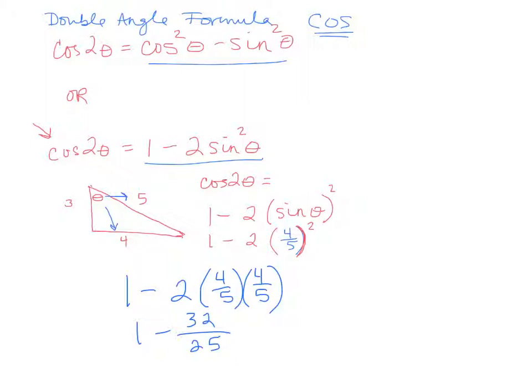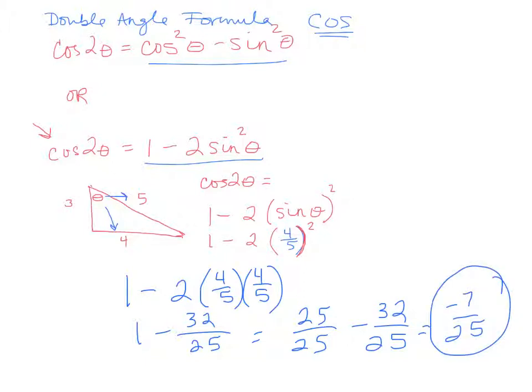And then you can't leave it like that because that's gross. Get a common denominator. You have a whole number 1. Make it in terms of 25ths. So that's 25 out of 25 minus 32 out of 25. Negative 7 25ths. That's the cosine of 2 times the angle.